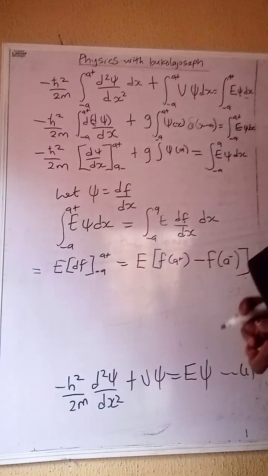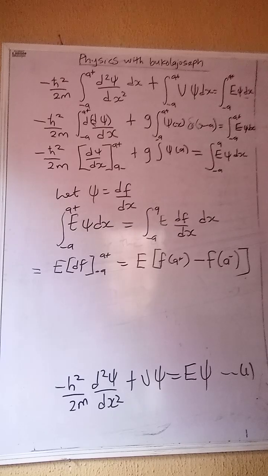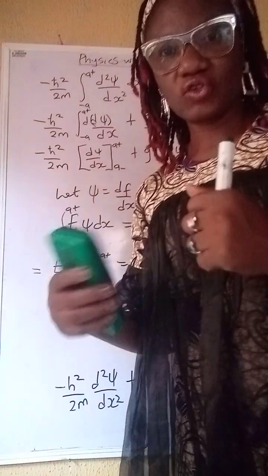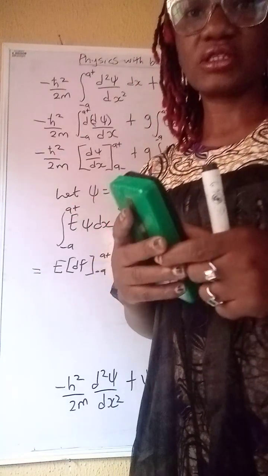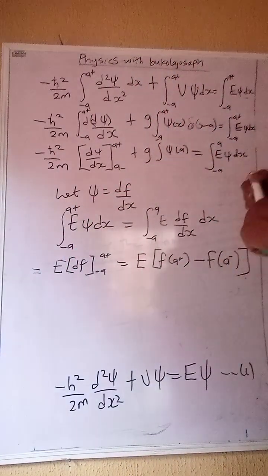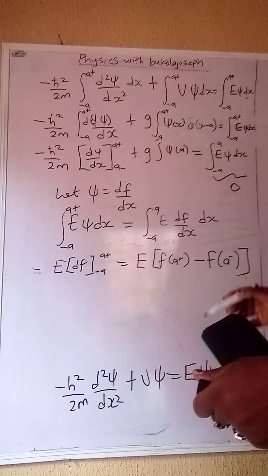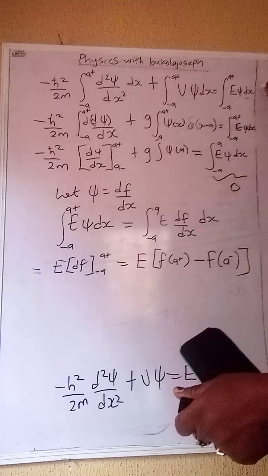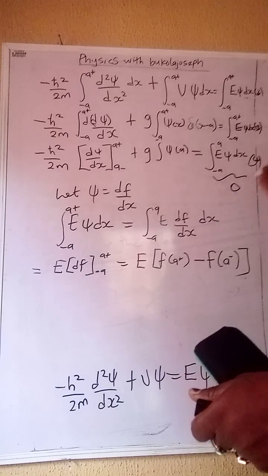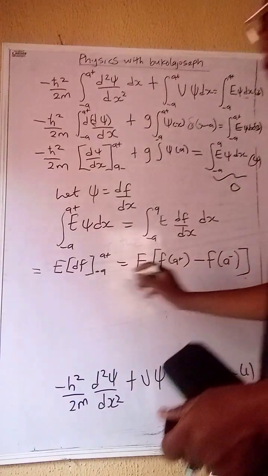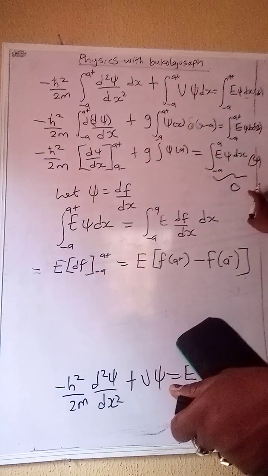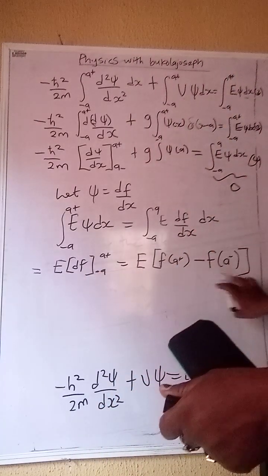Okay, so from what we have, it means that f is continuous. And because it is continuous, this is going to be equal to 0. So if we substitute this into this equation, let's call this equation 2, this equation 3, and this equation 4, it means that everything here is equal to 0 because f is continuous.